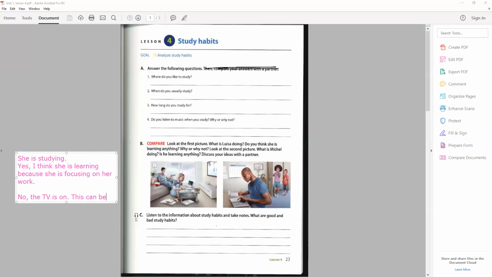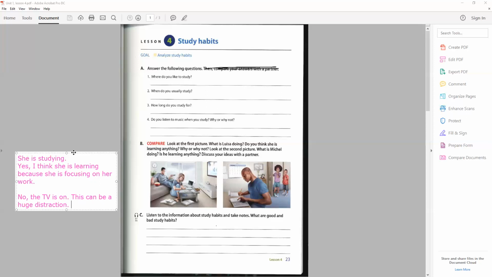This can be a huge distraction. I don't know about you guys, but when I am studying or when I am paying attention to a specific paper or something that I'm looking at, I have a really hard time learning or paying attention if the TV is on and I'm watching the TV.